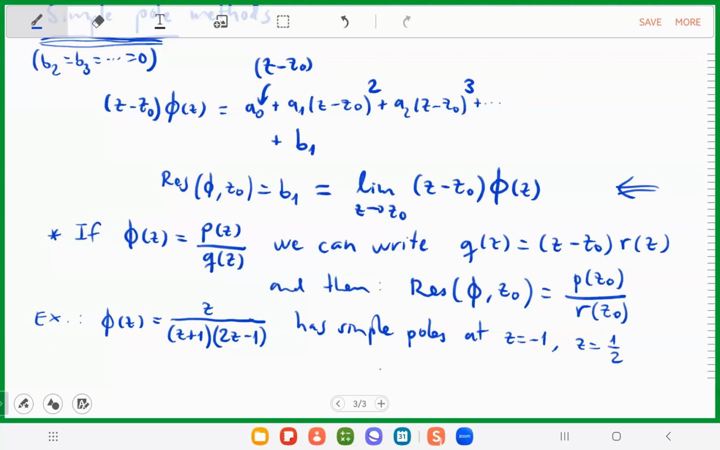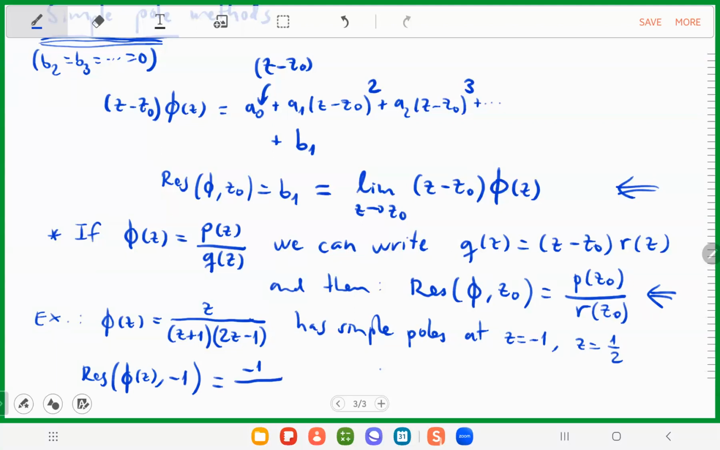So in this case, it's very easy to apply this equation. What is p? Here, for the first singularity, z equal -1, p is z. So let's apply it directly. The residue of phi at minus 1 we can write as p of minus 1, which is minus 1, divided by r of minus 1.